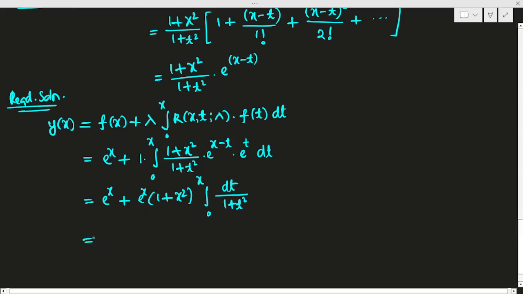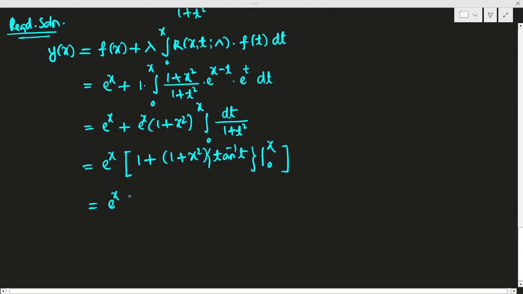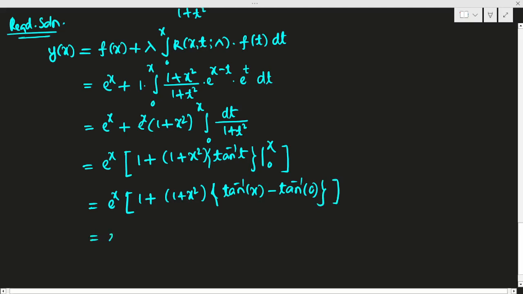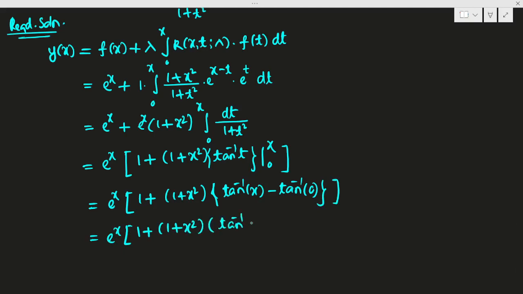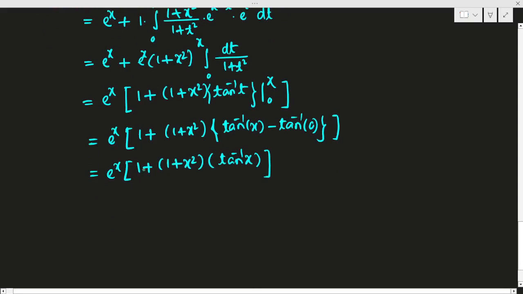So here see, we can take common e to the power x, so it will become 1 plus (1 plus x square), and if we integrate this, we get tan inverse t and limit 0 to x. So easily here we can put the limits: e to the power x into 1 plus (1 plus x square) into tan inverse x minus tan inverse 0. Because tan inverse 0 will become 0. So finally, here we get e to the power x into (1 plus x squared) into tan inverse x. That is our required solution y(x).